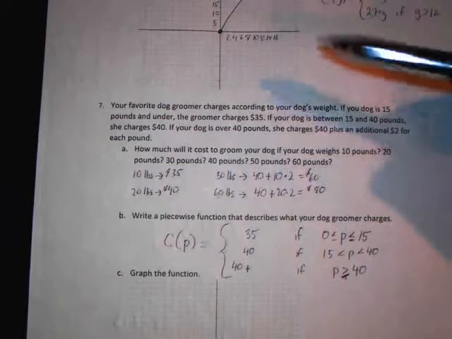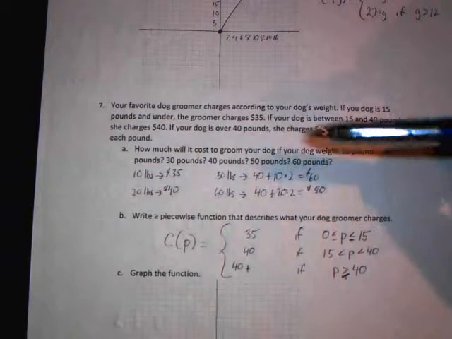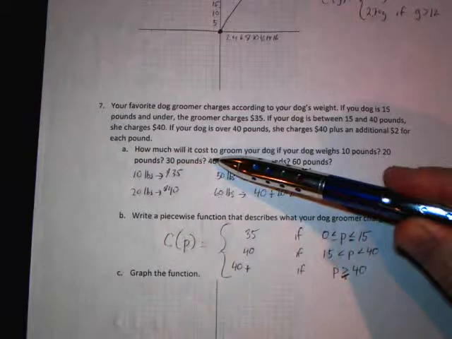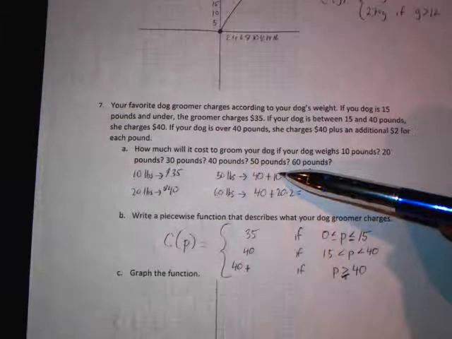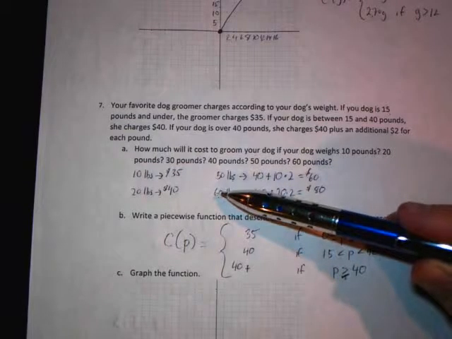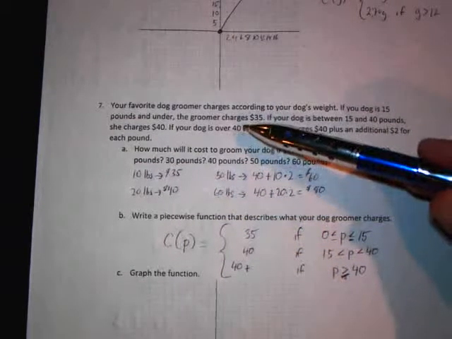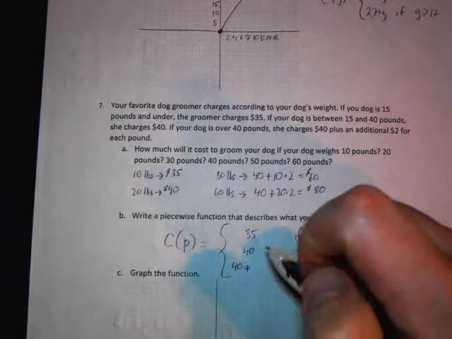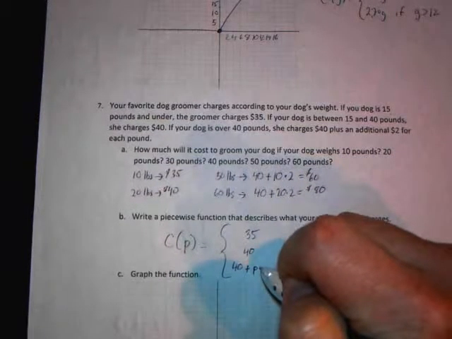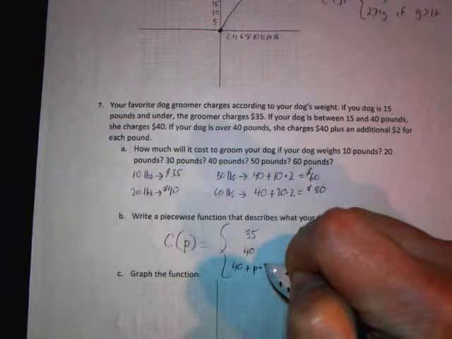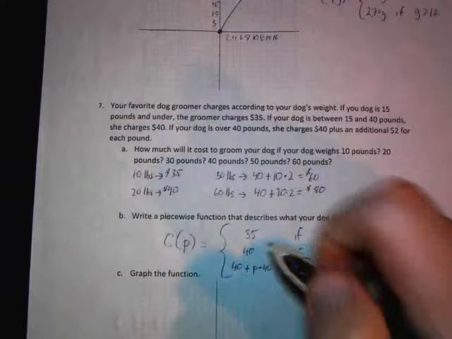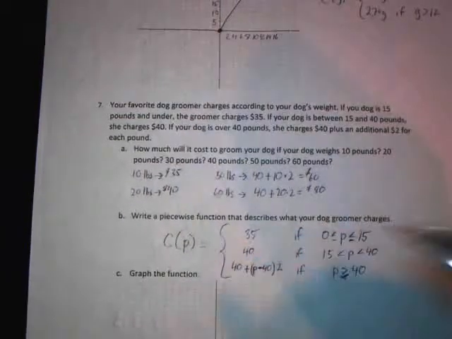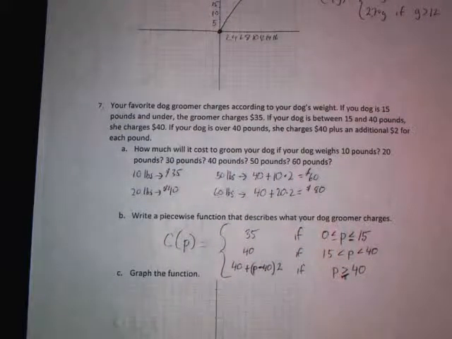Now, look how I came up with these two numbers here. Our dog was 50 pounds, so I took 50 minus 40 to get 10 pounds over. And this one was 60 pounds, so I took 60 minus the 40 pounds to get the 20 over. So we need to take our pounds minus 40 to get how much we're over by. So that's a minus right there. And then we multiply that by $2 per pound.